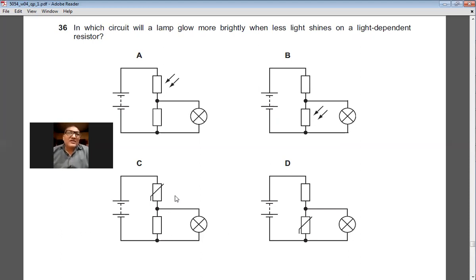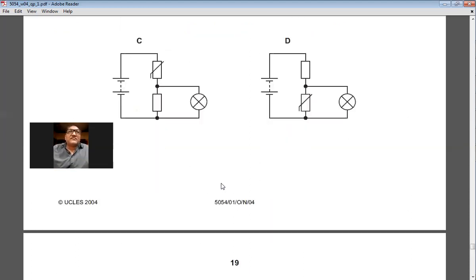Here, no LDR is present. C and D cannot be the answer. So I think B is the right answer, sir. B is the right answer because when the light shining on R2, which is the LDR, decreases, its resistance will increase. So the voltage drop here will increase, and the lamp will become brighter. Question 36, B is the right answer.